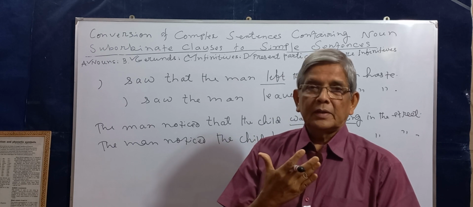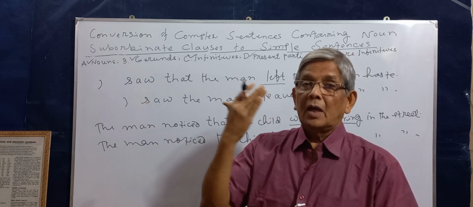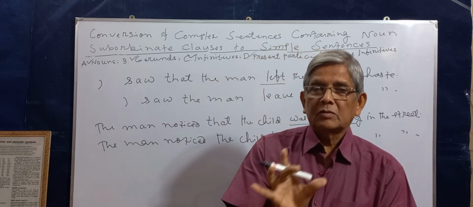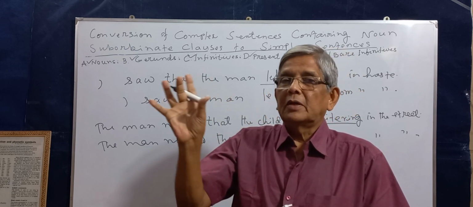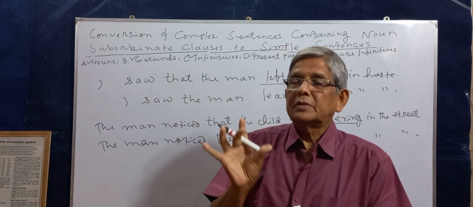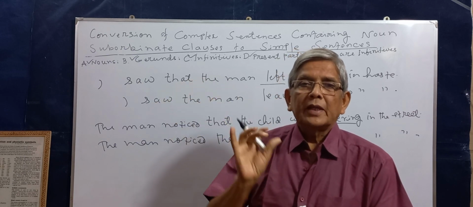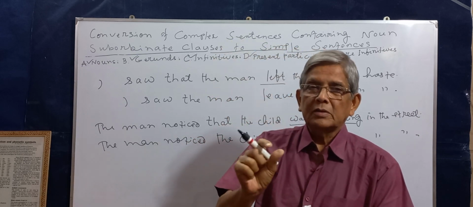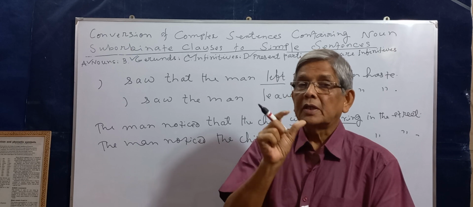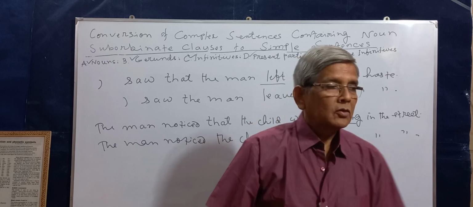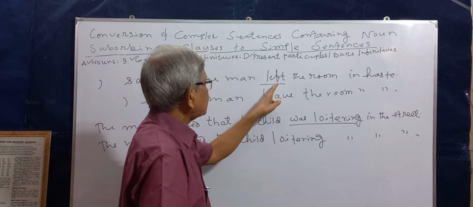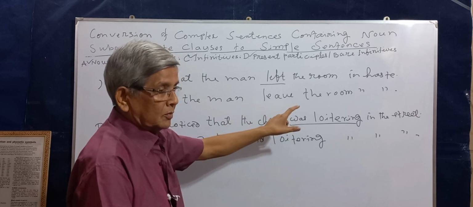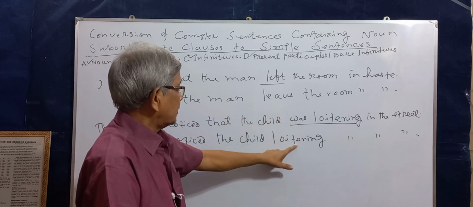I smell that something is burning over there. Is burning. We drop the helping verb is, drop the conjunction. I smell something burning over there. I feel that something is creeping on my back. Is creeping. We drop the helping verb is, the conjunction that. I feel something creeping on my back. So when it is simple tense, use the base form. When it is in the continuous tense, of course, the verb is in the active voice, use the present participle.